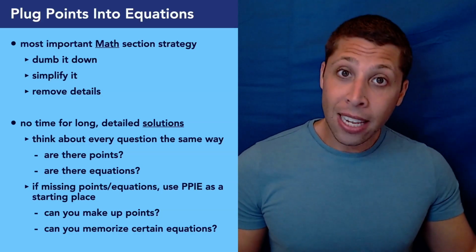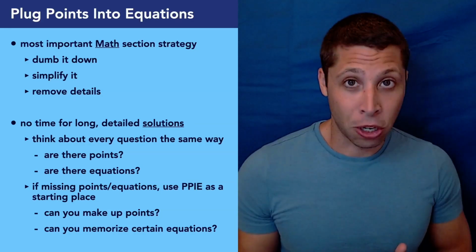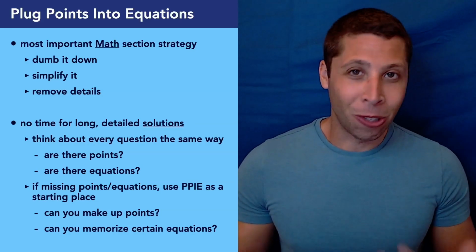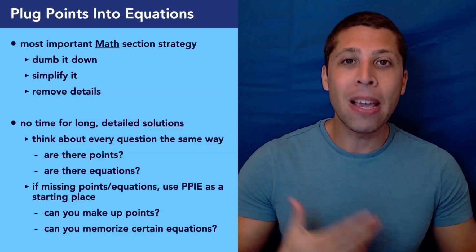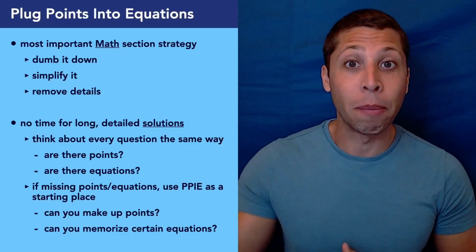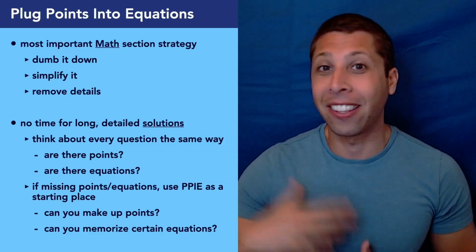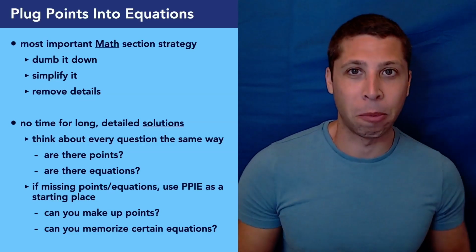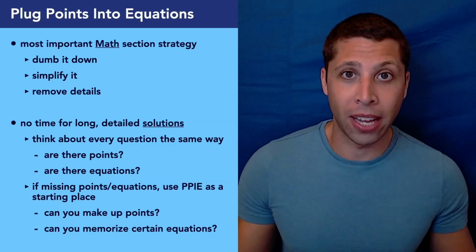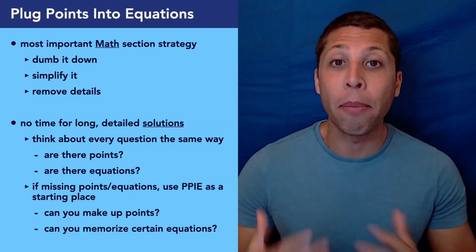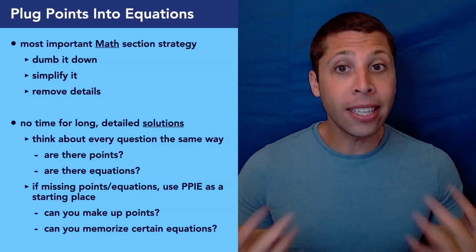Other times, as we'll see, there might just be one of the two, and that doesn't mean that we can't use this strategy. It just is a reminder that maybe we can get points from somewhere else. We can be clever about it, or we need to use our memory and use equations that we've memorized, like the average formula or y equals mx plus b. So I'll show you some examples of this and how we can use the strategy to keep things centered, but basically that's what it is.